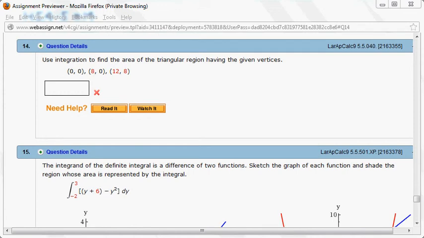Okay, let's look at the homework 5.4, 5.5, number 14. We have these three vertices that will form a triangle, and we want to find the area of that triangular region. All right, so let's do that.